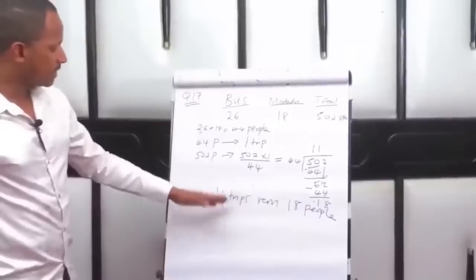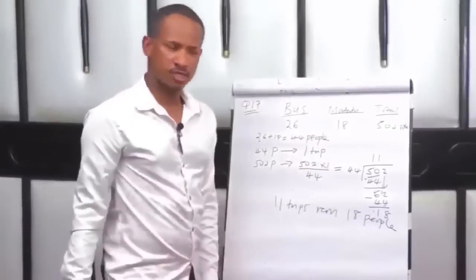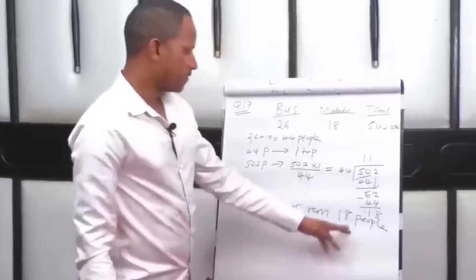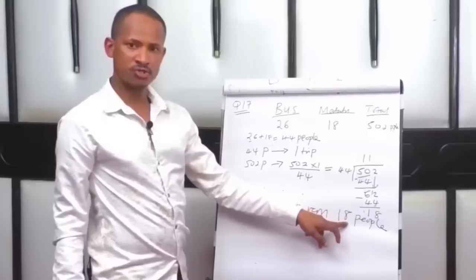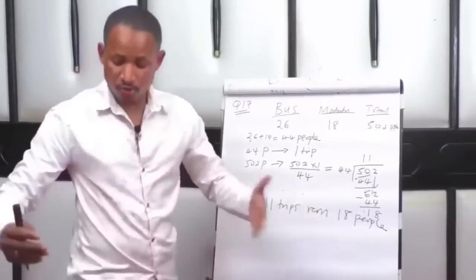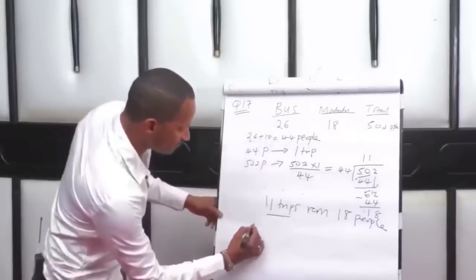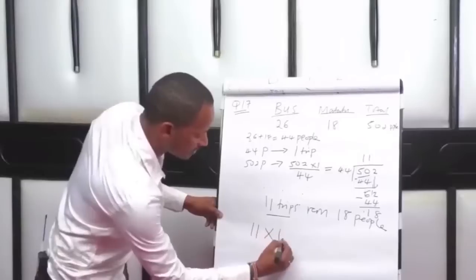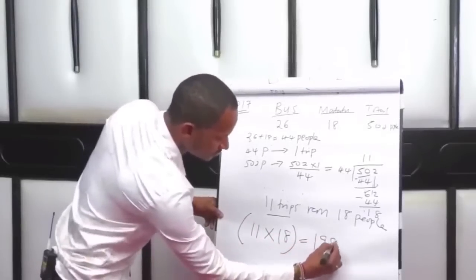So the bus and the matatu went for 11 trips. Then this is the last trip, which we are told that the matatu carried 18 people. So what does the question say? How many people altogether did the matatu transport? So the matatu transported 11 trips, and in each trip it carried 18 people. 18 by 11 is 198.